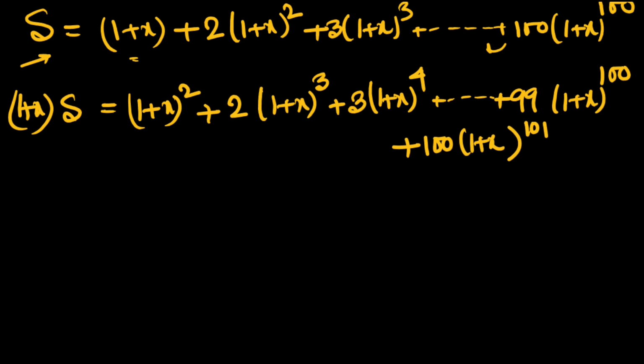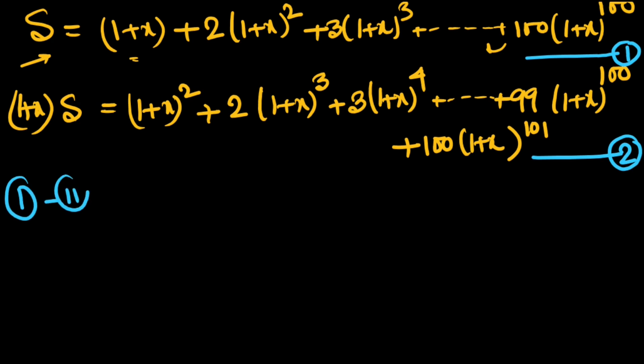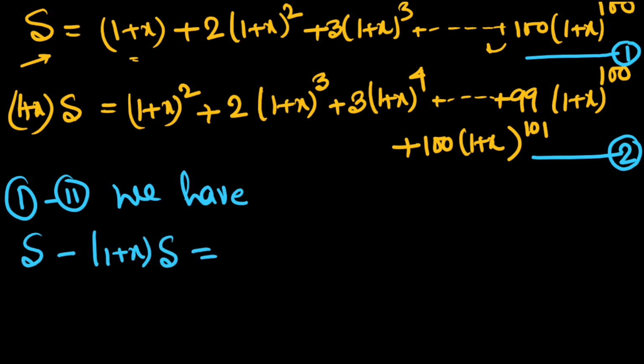Now we number these two expressions 1 and 2. Now we subtract these two expressions, 1 minus 2. Then we get S - (1 + x)S is equal to, if we subtract this from this, this term is the same (1 + x).